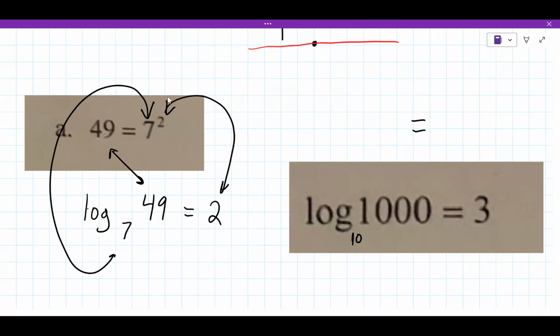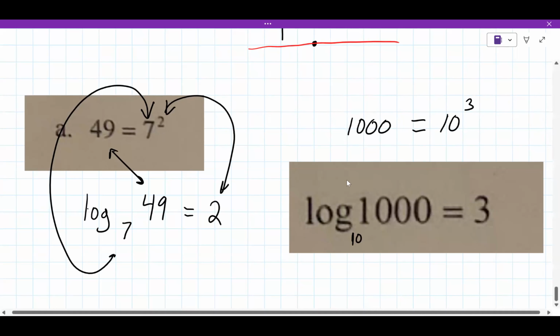Is it 1000 equals 10 to the exponent of 2? 10 to the third. Oh, to the third. Sorry, I just read that wrong. Yeah. Going back and forth. It's hard here.